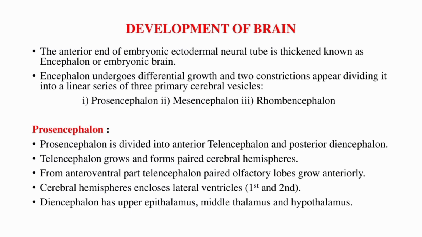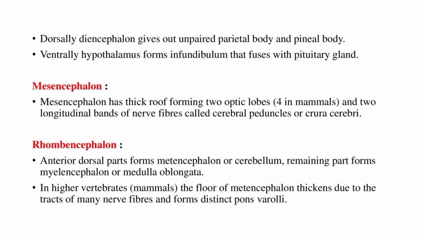Diencephalon has upper epithalamus, middle thalamus and hypothalamus. Dorsally, diencephalon gives out unpaired parietal body and pineal body. Ventrally, hypothalamus forms infundibulum that fuses with pituitary gland.